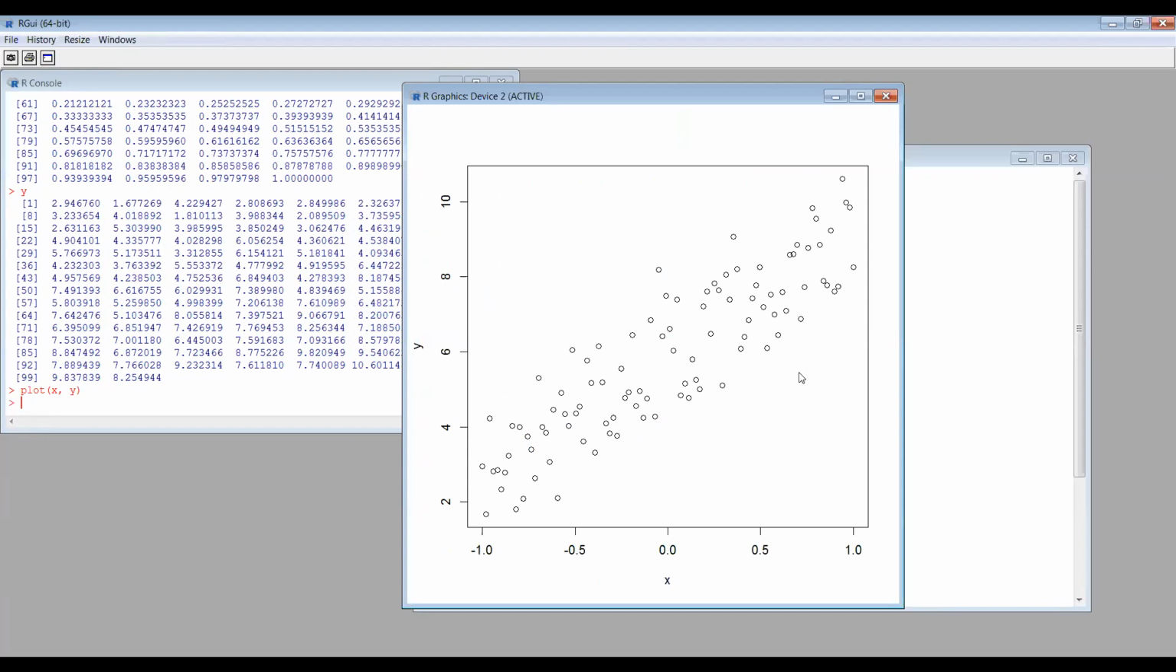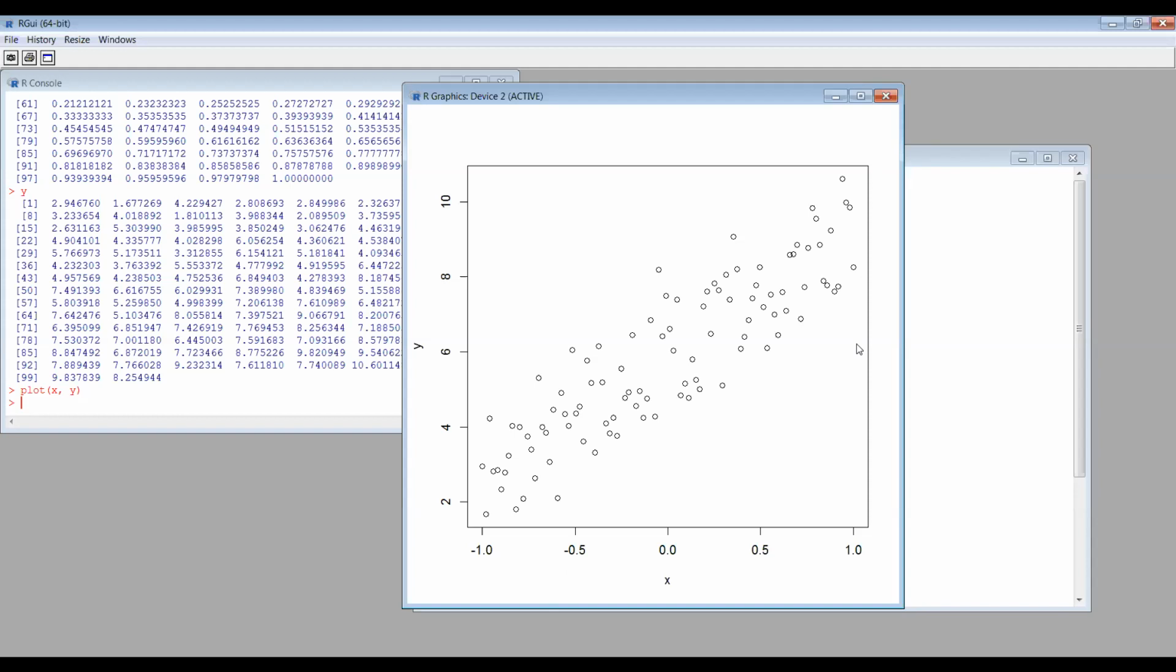So you can follow this code to generate your own data. This is the data I just generated. You can see clearly there's a trend between X and Y, right? So now how can we get the estimation of the slope or the intercept from this data?